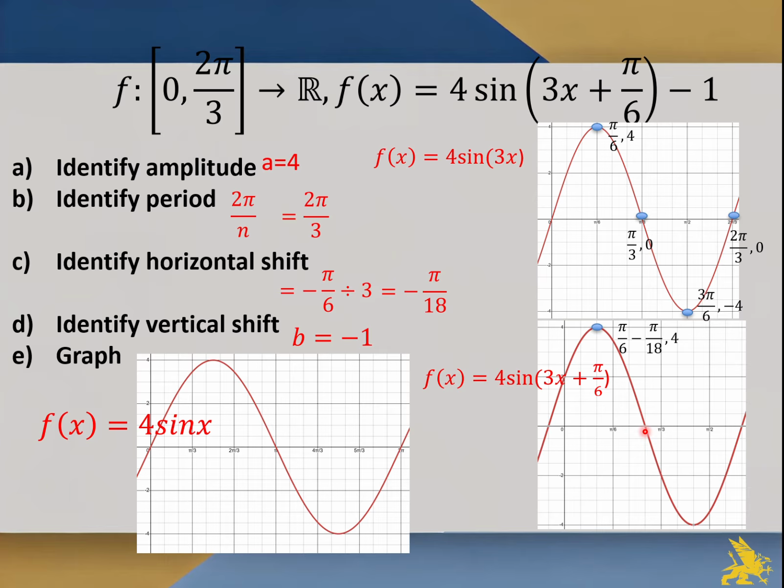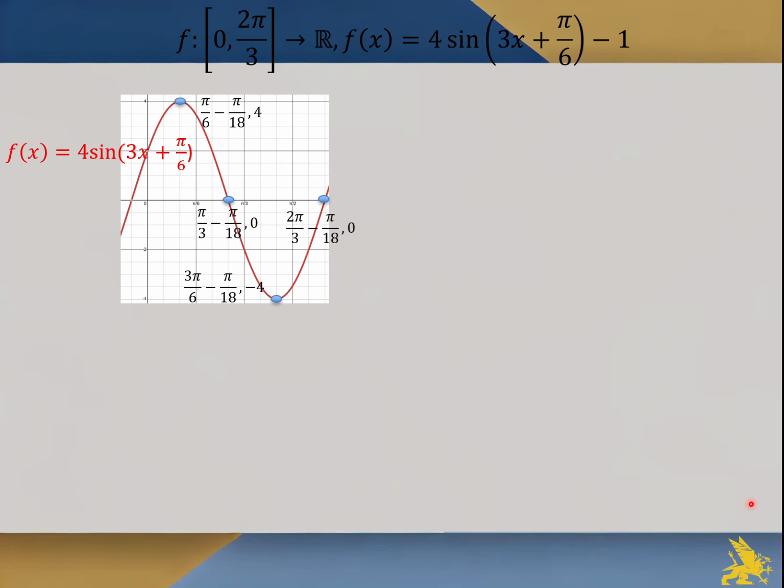Then this point here was pi over 3, take away pi over 18. This was 3 pi over 6, take away pi over 18. And finally, 2 pi over 3, take away pi over 18. That's the first step that we are doing. I'll simplify that in a minute.